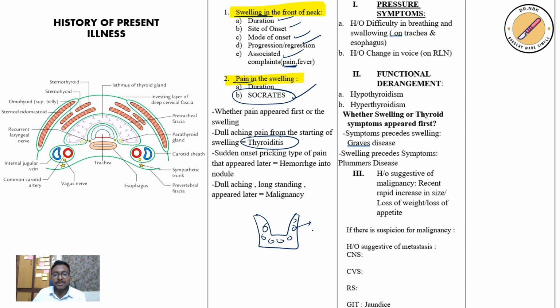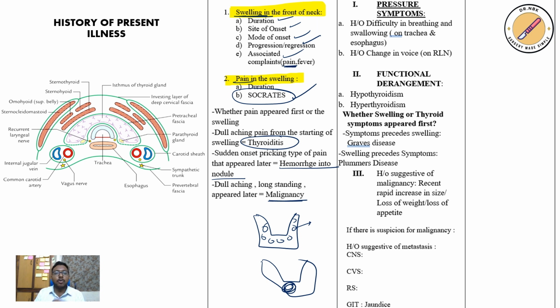One of the complications of multinodular goiter is hemorrhage into the nodule. In such a scenario you can get sudden onset pricking type of pain. Now if the patient has a long standing goiter and develops a dull aching long standing pain, it may suggest malignancy. So these are the points related to pain and the consequences.